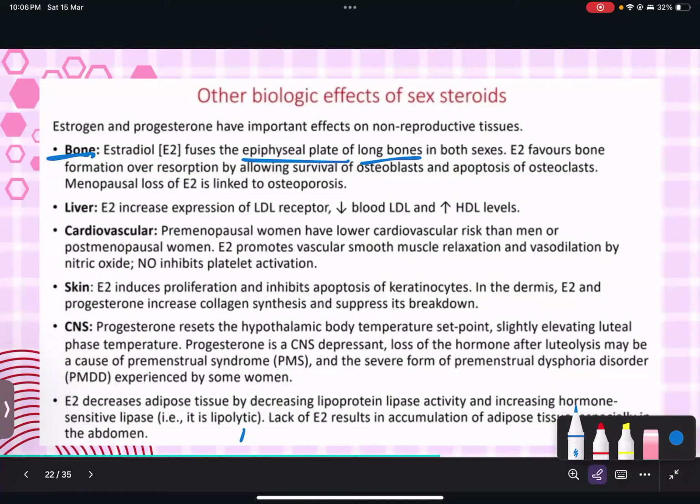Osteoporosis, I think you'll take it more. There's no need for me to go over it, but I think you know it. Okay, that's it for the bone.